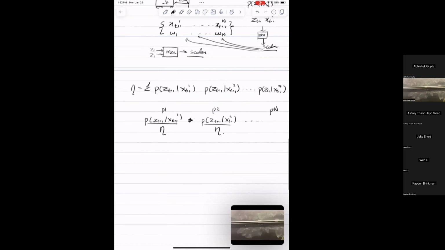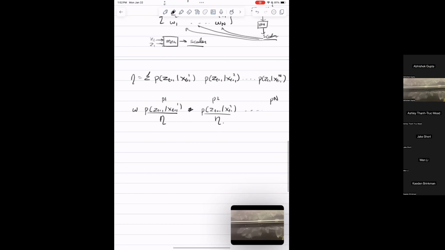And so what you're going to do is say each weight gets multiplied by this number, and now you have a new set of weights for the same set of particles, right? So you've said, okay, we have the same set of particles, and now you've got a new set of weights. And that's going to be your belief at the next time step.